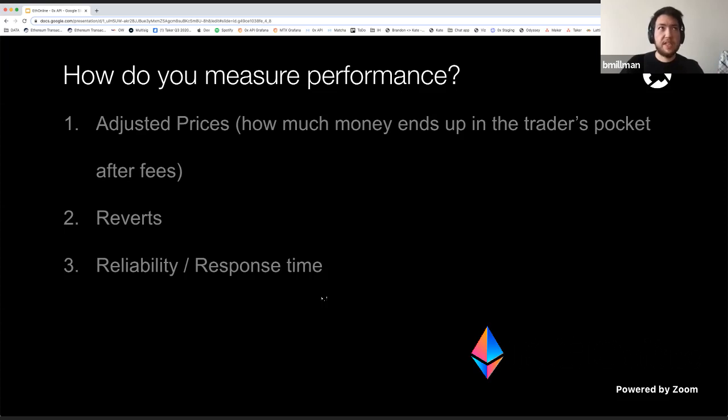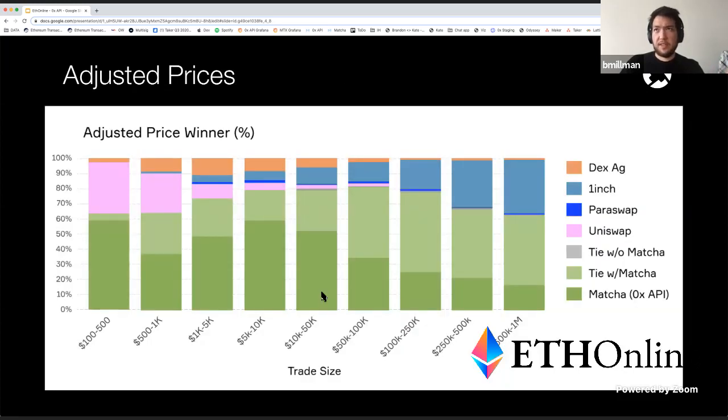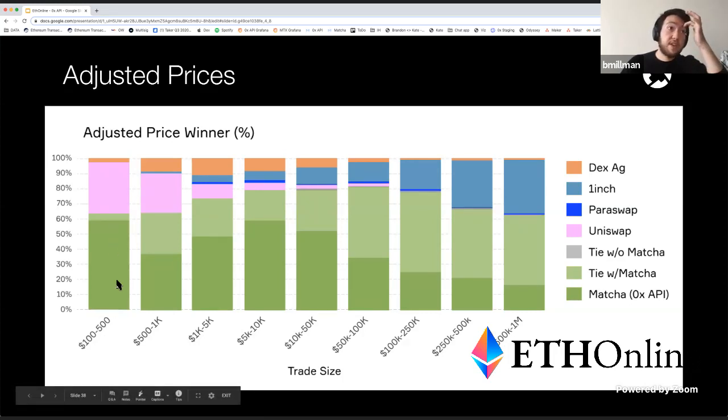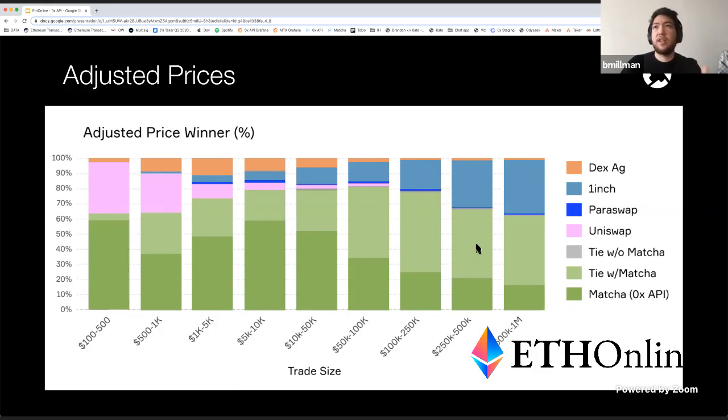But cool, let's just kind of dig into these different metrics. So first, adjusted prices. So let me walk through this graph. This graph shows the percentage of time that 0x API produces the best trade, including fees, for different types of trade sizes. And so you can see, there's different bars here. One for the low trade size range, $100 to $500, and another bracket for all the way up to $500K to $1 million. And yeah, so basically the TLDR here is that about 72% of the time, the 0x API will actually produce the best outcome for a trader.